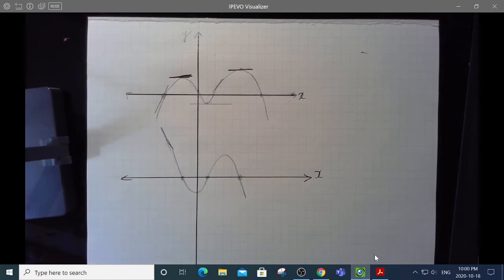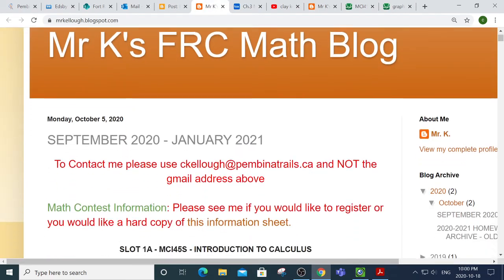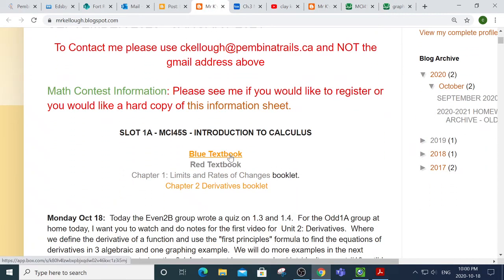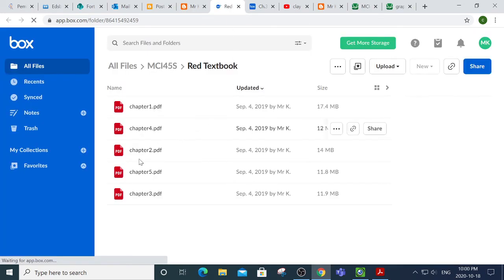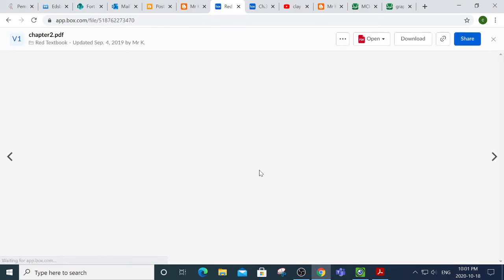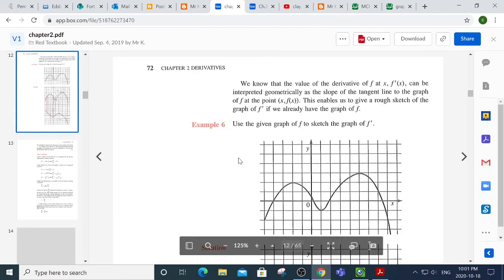I stole this example from one of the textbooks that we have on the blog. Let's go to the blog for a sec. On the blog here, notice we have red textbook and blue textbook. I stole this from the red textbook. Let's open that in a new tab. If you want to find where it is, it's in chapter 2, lesson 2.1. And there it is right there. It's actually on page 72.